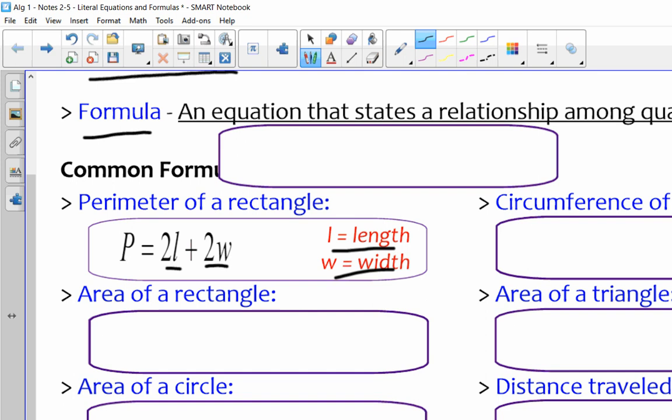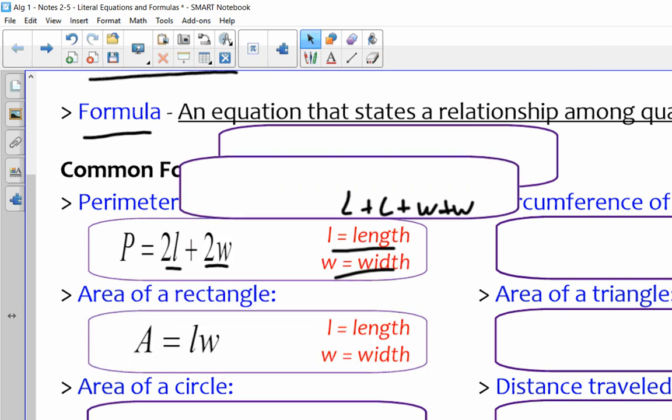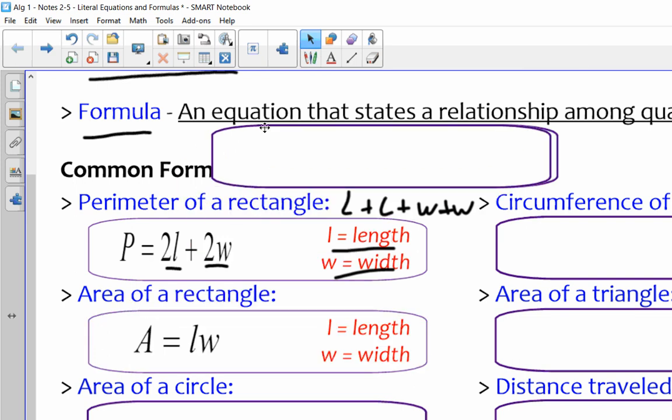So I can use a special formula. Instead of going length plus length plus width plus width, that's typically what you'd have to do with perimeter of any figure, okay? Another one is the area of a rectangle, okay? So area equals the length times the width. So remember that you need to multiply these together, okay? That's what that's saying, all right?